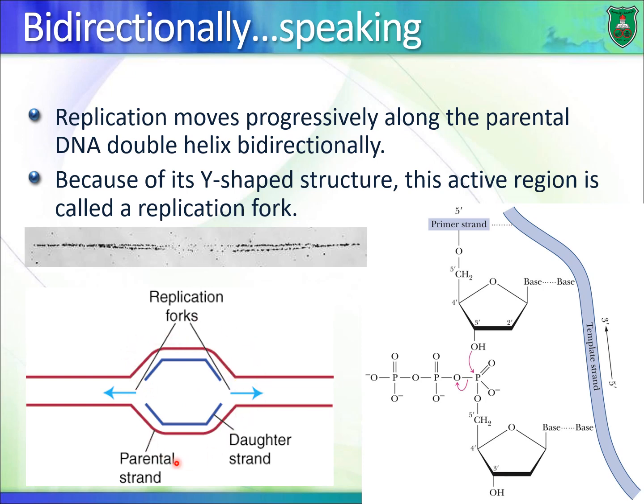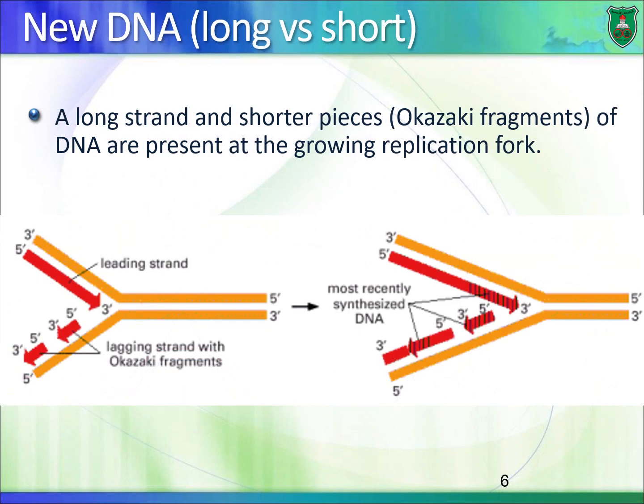So we have a replication bubble right here. Let's focus on one half of this bubble. It turns out that DNA is synthesized in two different manners on both strands. In one strand, the new strand is synthesized continuously, and it goes from 5' to 3'. Whereas on the opposite strand, DNA is synthesized discontinuously. It is synthesized as short fragments, and these short fragments are known as Okazaki fragments.